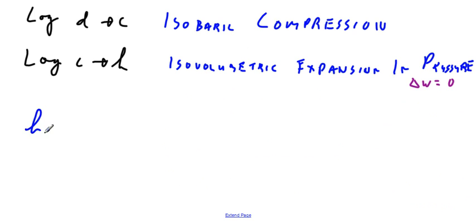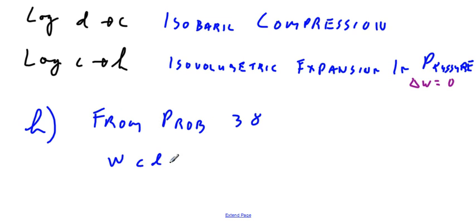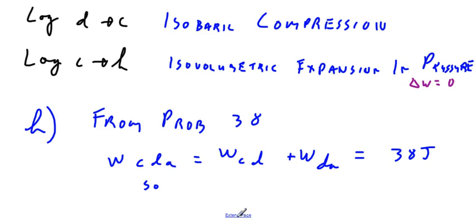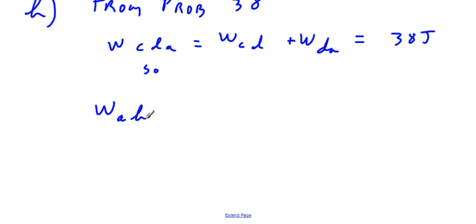Now we're going to read the B part of the question. The net work done during the cycle. All right, so we're going to take our things from problem 38. The work done C, D to A is equal to work C to D plus work D to A, which is 38 joules. So, that being the case, the work done A, B, C, going back the other way, has to be minus 38 joules.